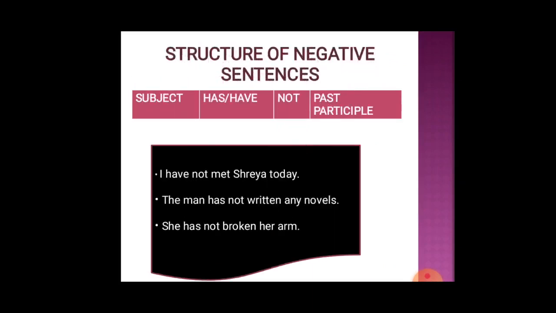Now the structure of negative sentences. Here we use the subject first, then again has or have depending upon the singular or plural subject, then not, and then the past participle, that is the third form of the verb. For example, I have not met Shreya today. The man has not written any novels. She has not broken her arm.